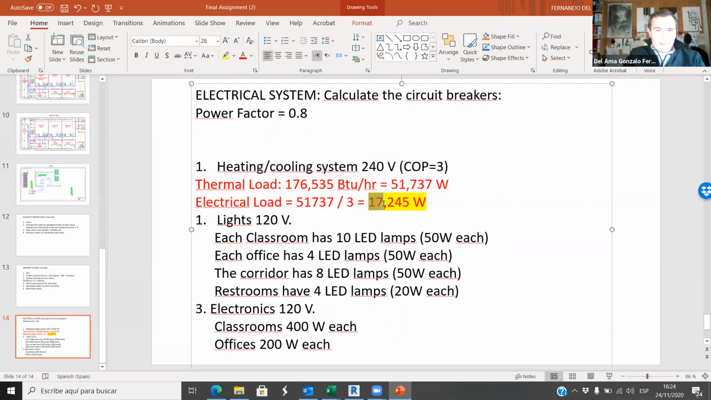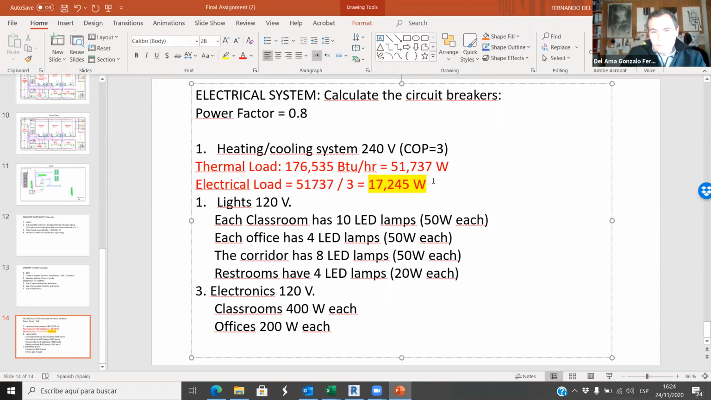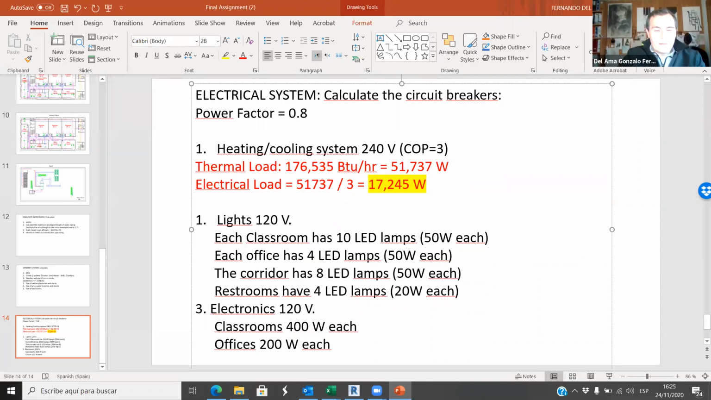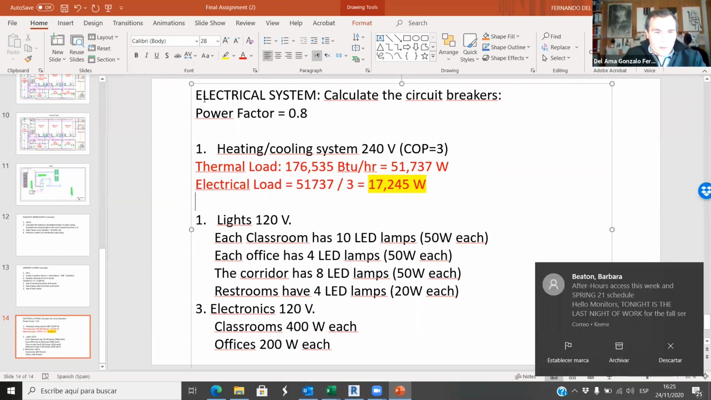It's over 10,000. So in this case, we should be using a three-phase system. But imagine that our electrical engineer recommends single phase. Why would that be? I don't know. Doesn't make any sense. But just for the sake of the exercise, we're using a single phase thing.